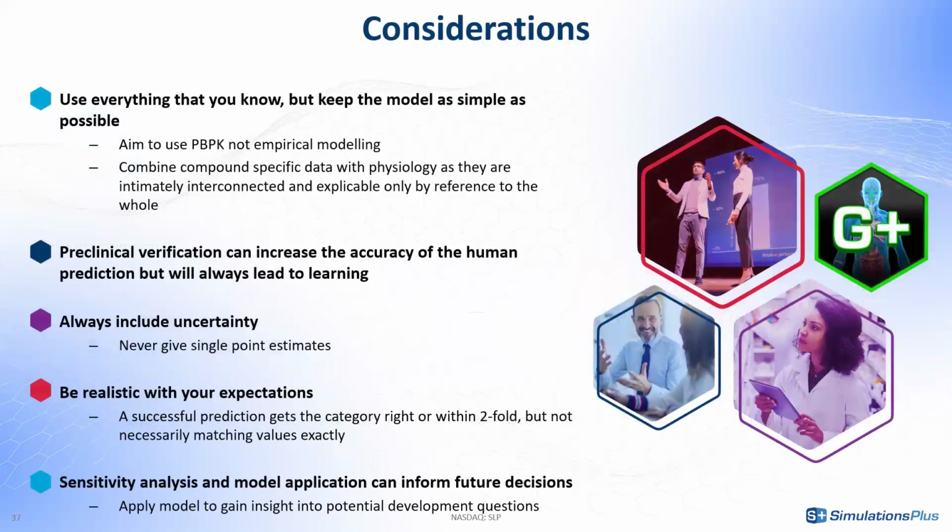So to sum up, aim to use everything that you know, but keep the model as simple as possible. Preclinical verification can increase the accuracy of the human prediction, but it will also always lead to learning. Always include uncertainty, but be realistic with your expectations. And sensitivity analysis and model application can inform future decisions and can give your model life beyond that of a first-in-human clinical study.